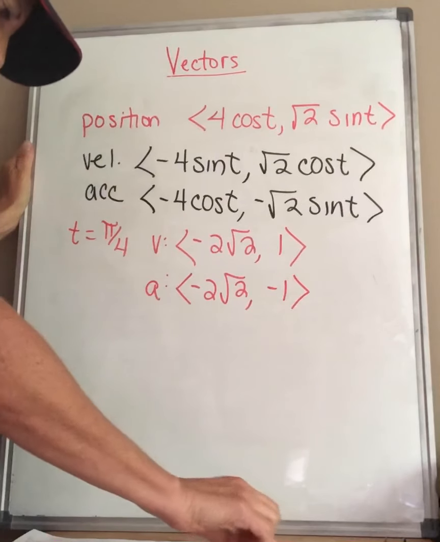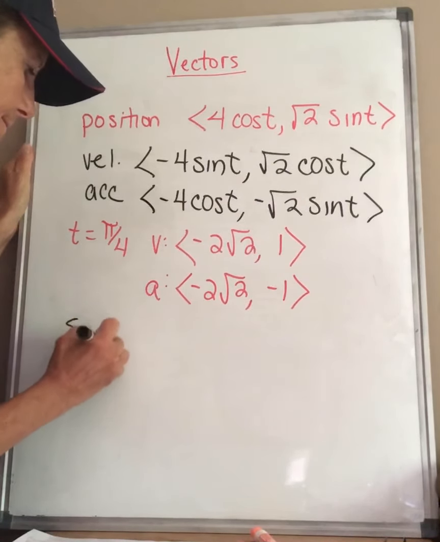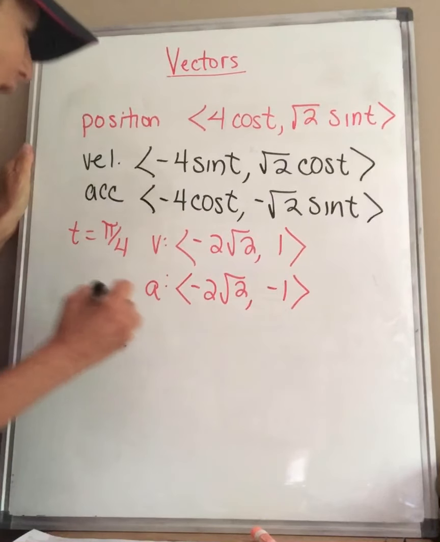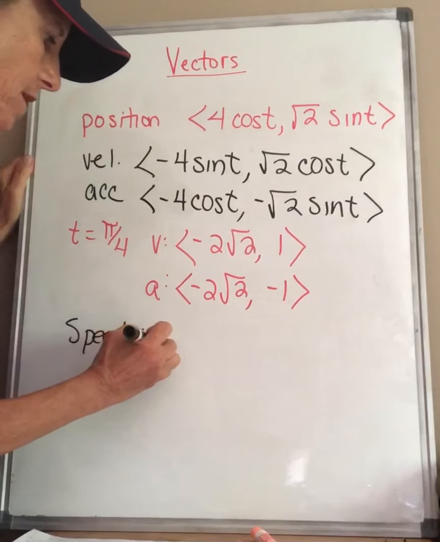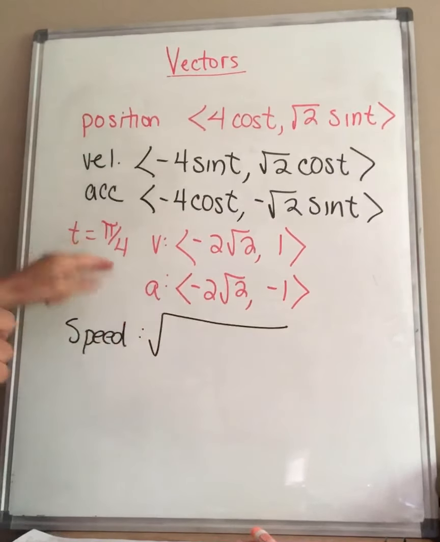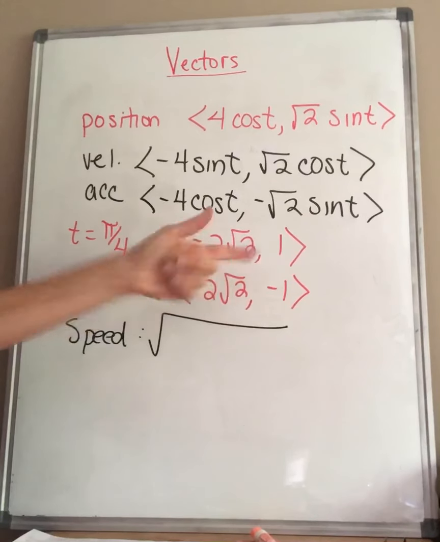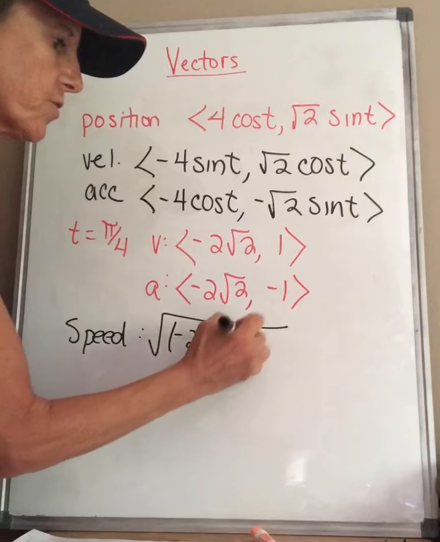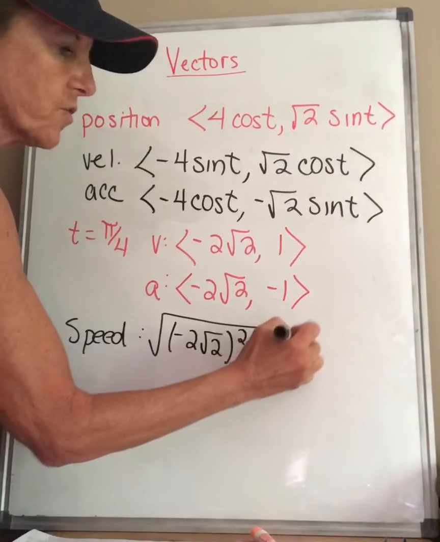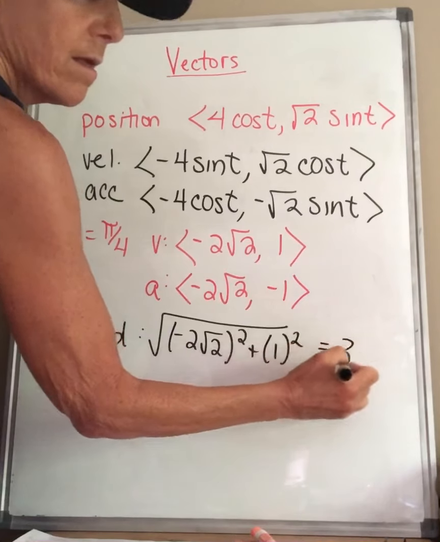I can ask you to do one more thing here. I can ask you, what is the speed at that time? So you have in your notes, it's the square root of dx/dt squared, but we have our numbers right here. So we have negative 2 radical 2 squared plus 1 squared. Works out nice, and you get the number 3.